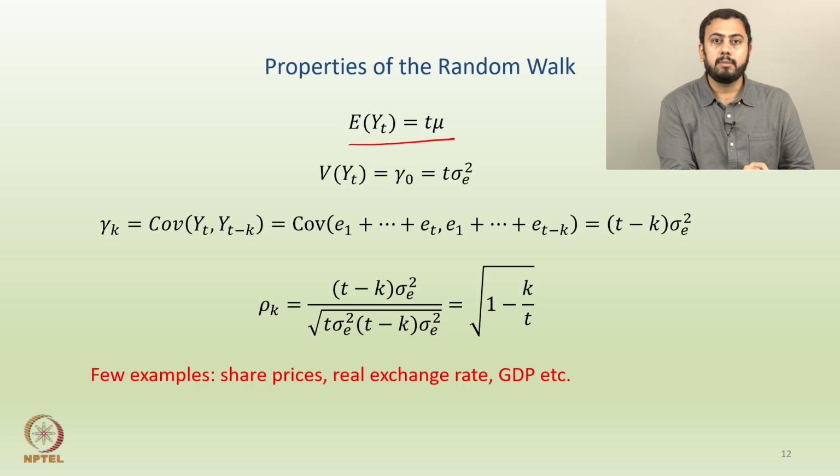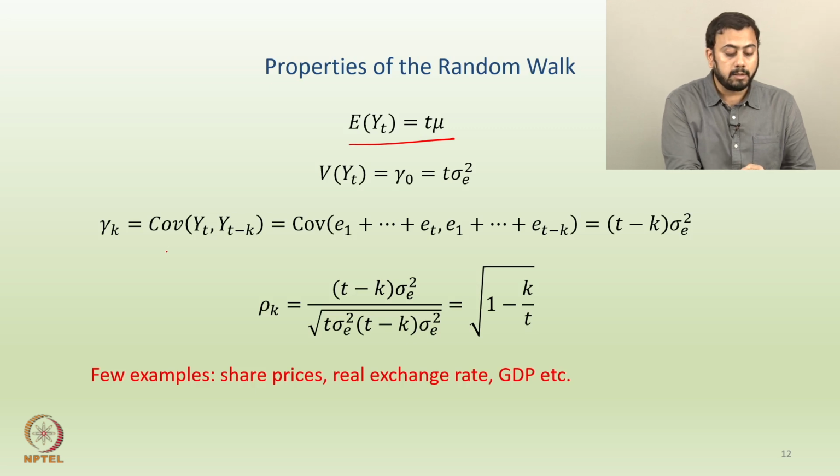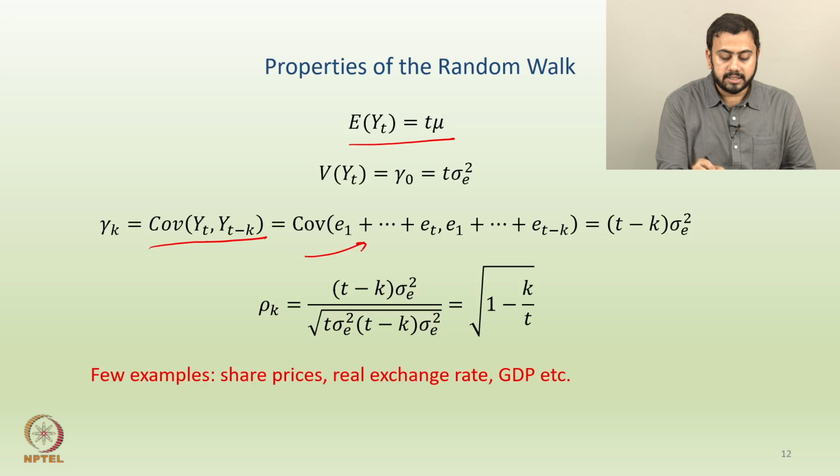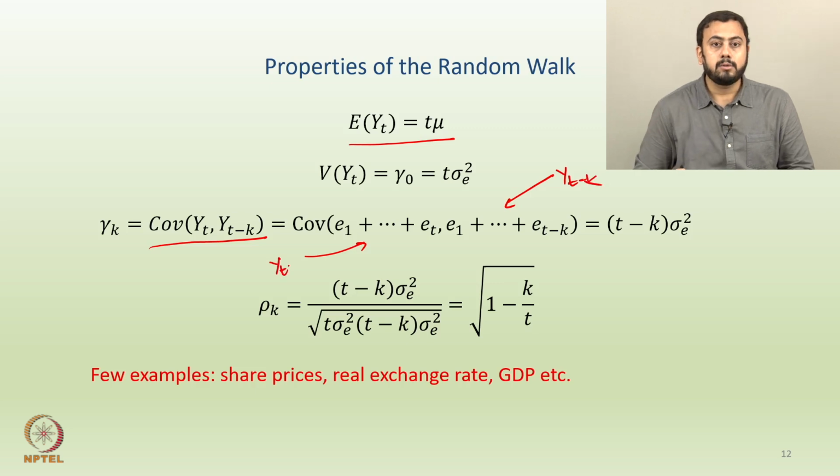So how would you write down gamma k for a random walk? Gamma k, if you remember from last lectures, is nothing but the covariance between yt and yt minus k. So here I can replace yt, and this guy is yt and this guy is yt minus k, and the idea is to find out the covariance between yt and yt minus k.